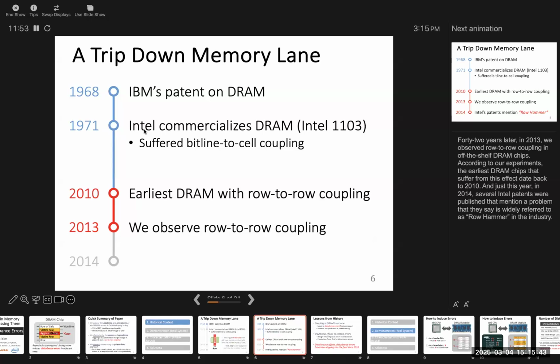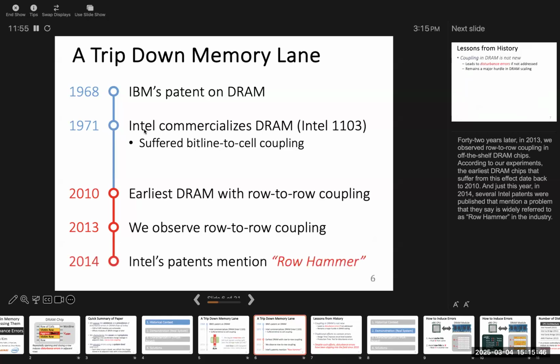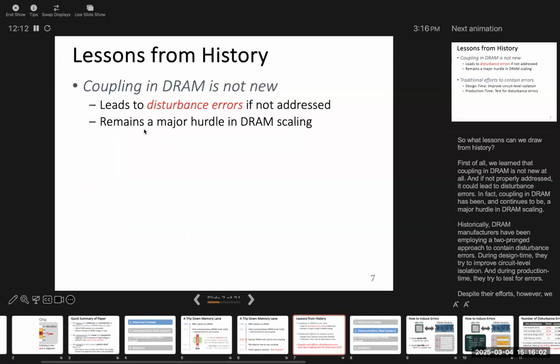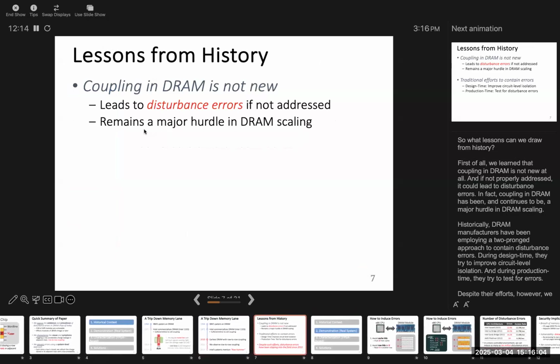And at the same time, when they were working on this paper, Intel released its patent, which mentioned the word row hammer. They mention in the paper that when this patent was released, their paper was under review. So these things were happening simultaneously. Coupling in DRAM is not new, and it leads to disturbance errors if it is not addressed.